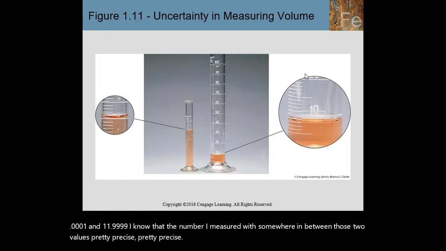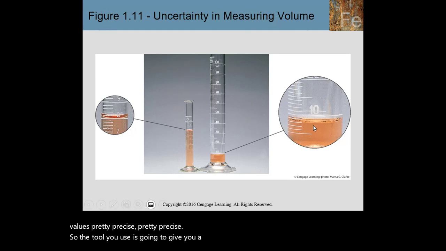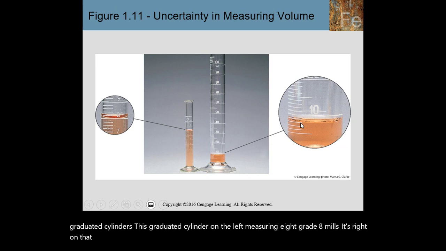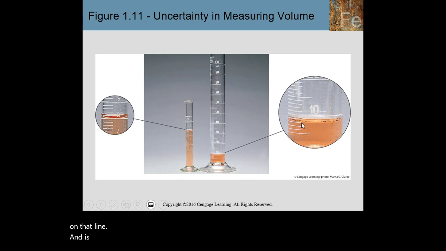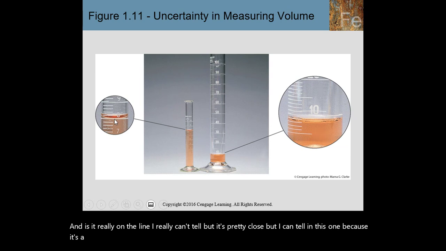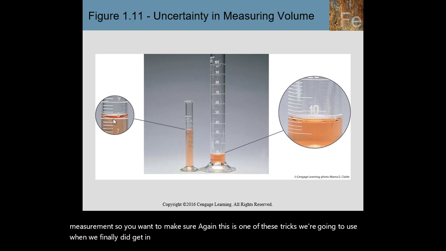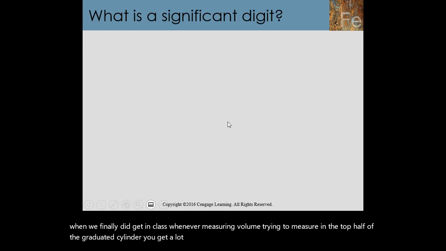So the tool you use is going to give you a different degree of precision. Notice here I have two graduated cylinders. This graduated cylinder on the left is measuring 8 mLs. It's right on that line. And is it really on that line? I really can't tell, but it's pretty close. But I can tell on this one because it's a much smaller graduated cylinder that you're going to be a lot more likely to get a good measurement. So you want to make sure, again, this is one of these tricks we're going to use when we finally do get into class. Whenever measuring volume, try to measure in the top half of the graduated cylinder. You get a lot more precision that way.